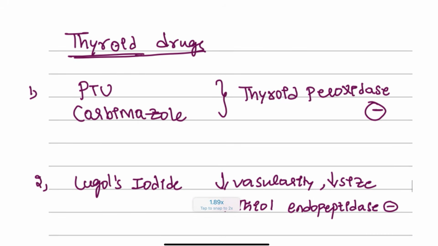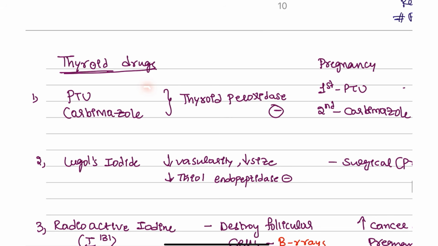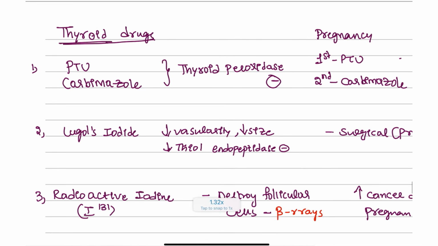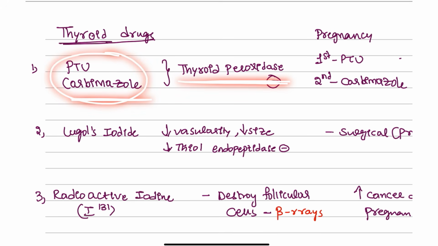Okay, next coming to the thyroid. So commonly there are two types of drugs, guys. One is used for hyperthyroidism, the other one is for hypothyroidism. Okay, these are only the main classification. So propylthiouracil and carbimazole, methimazole, this is used to block the thyroid peroxidase.